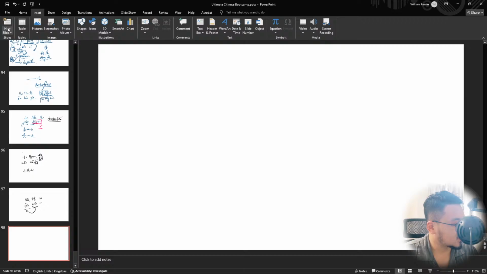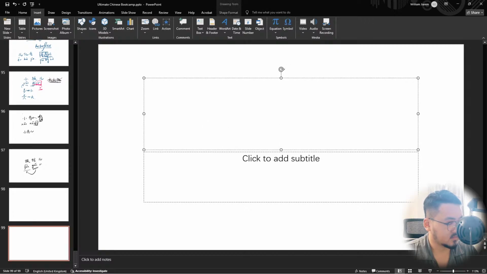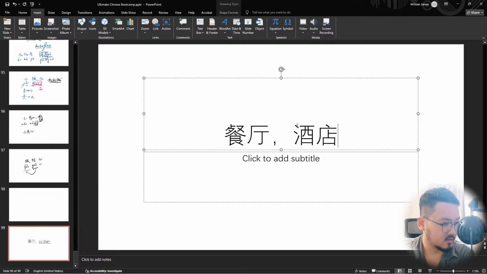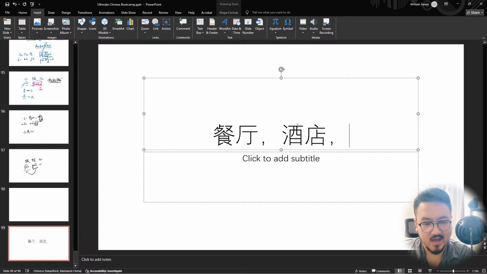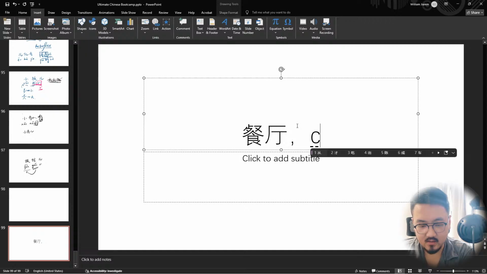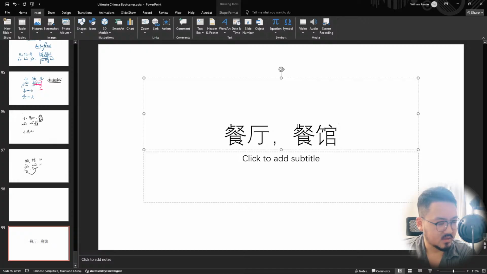Okay, let me just get you a new slide so I can type things. So let me show you. We're more likely to say 餐厅 or 酒店. 酒店 is not for drinking, but rather somewhere to live. Well, you can live here. It's like hotel. 餐厅, 餐馆. 餐馆, okay, it's more like this.